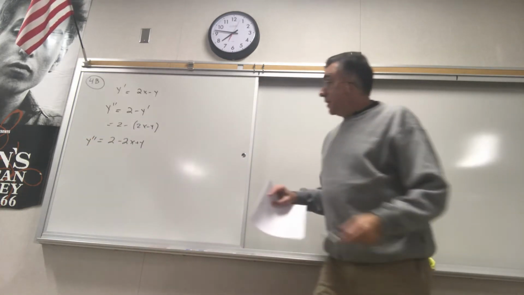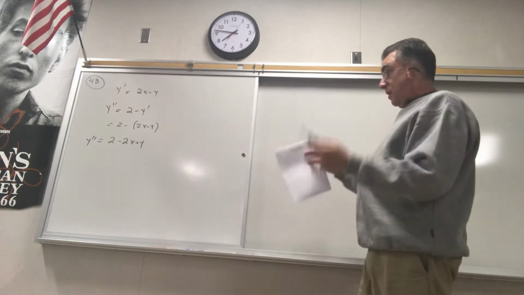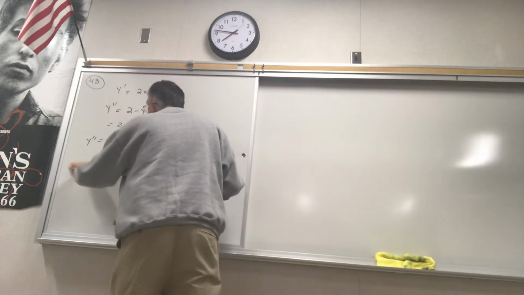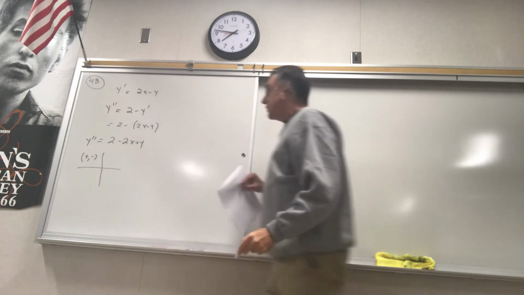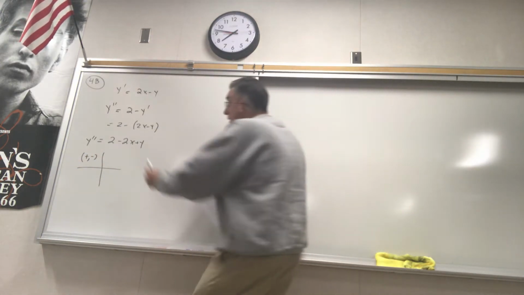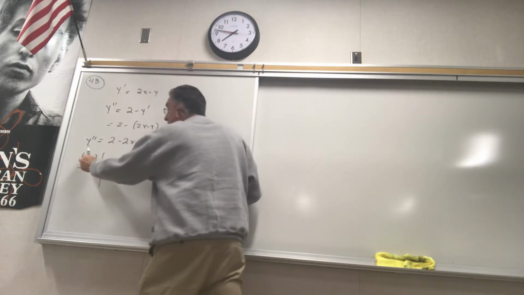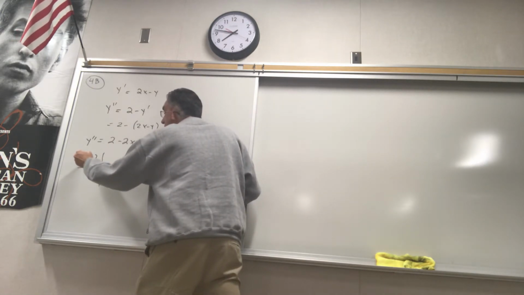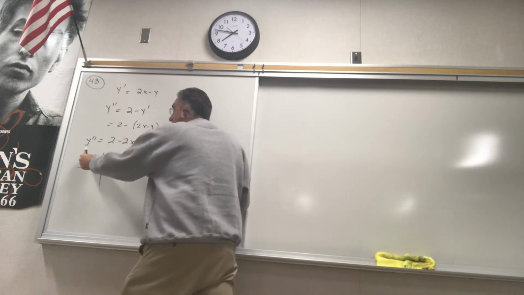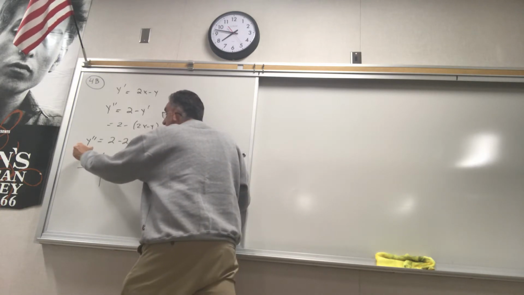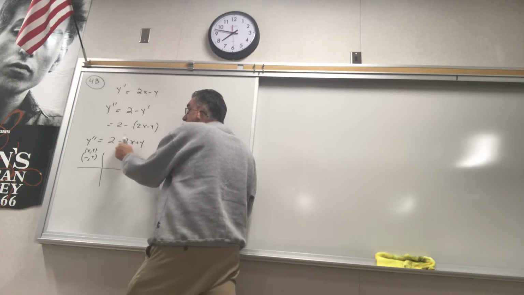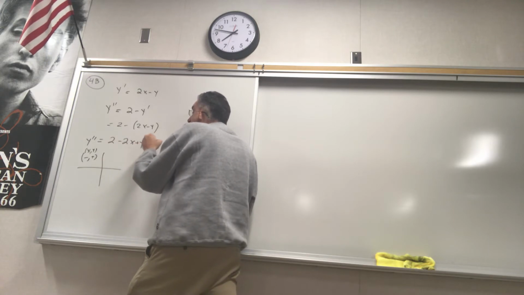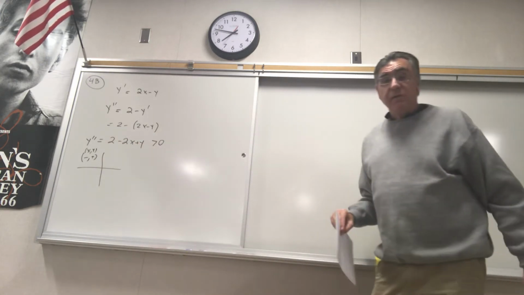Now, don't panic. You might say, what do I do? Well, in the second quadrant, x is negative and y is positive. Oh, that's wrong. Okay, so x is negative and y is positive. A negative times a negative is a positive. So I got positive, positive, positive.